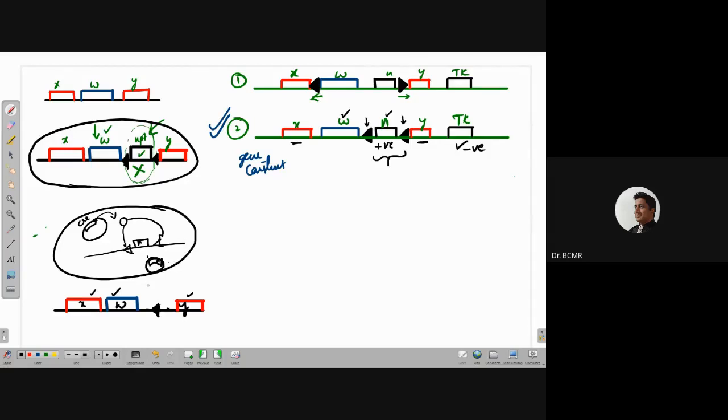And second, the last condition is that we did not insert any other gene. LoxP is not a gene. It's just a small sequence of say 10, 15, or 20 bases at the most. But that's a compromise we can go with.